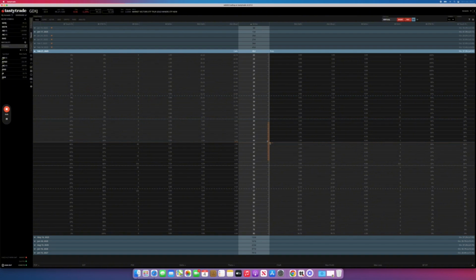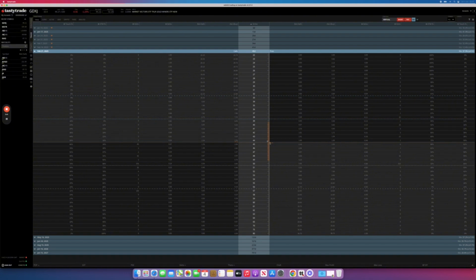Now, where do we sell? What contracts do we sell? Where do we sell them? Well, we're going to be shorting. We're going to be short the contracts. We're not going to be long the contracts. And what that means is we don't want price to go anywhere near our contracts. We don't want price to breach our contracts. We want price to stay away from our contracts.